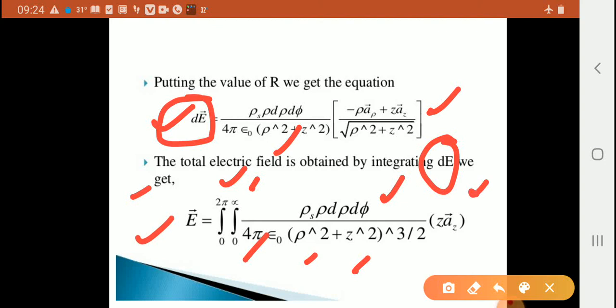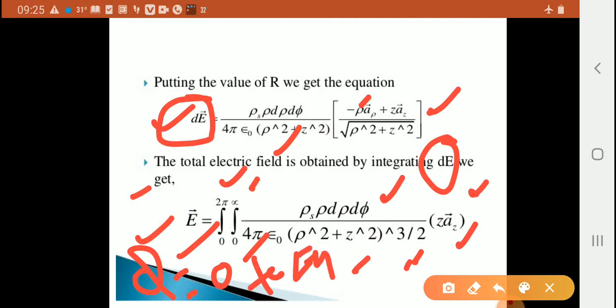Since the sheet is placed in the xy plane, that means in the horizontal plane every horizontal component has its equal component at the opposite side, right? So when we take the integration of this, phi equal to 0 to 2 pi and r equal to 0 to infinity, right?